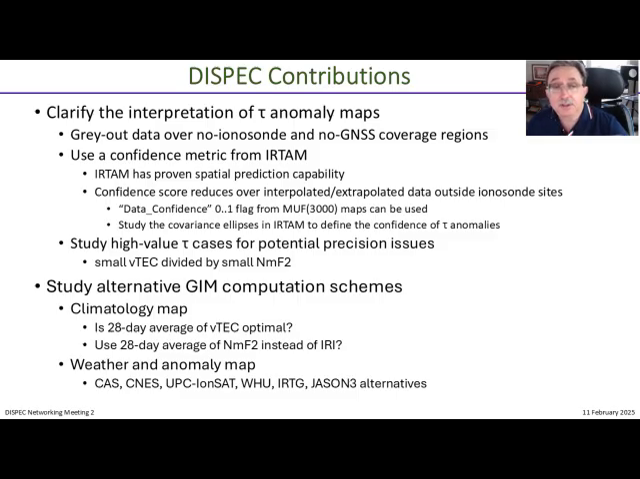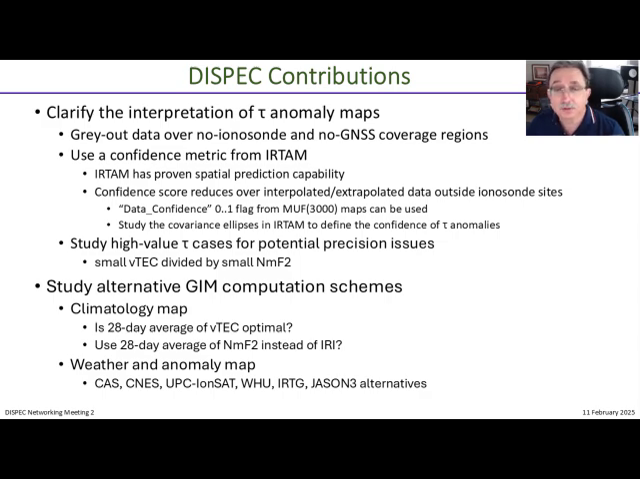One clear possibility is using the confidence metric from IRTAM. That assimilative model has certain proven spatial prediction capability, but the confidence score over such interpolated and extrapolated data outside the ionosonde observatories is gradually reduced with distance away from the sensor site. We have that data confidence flag routinely calculated for the MUF 3000 maps we report to Pegasus. This is a civil aviation project. So that confidence flag can be used.